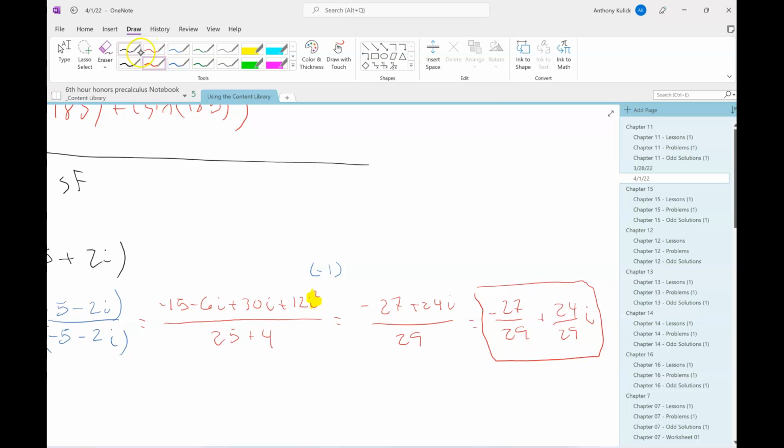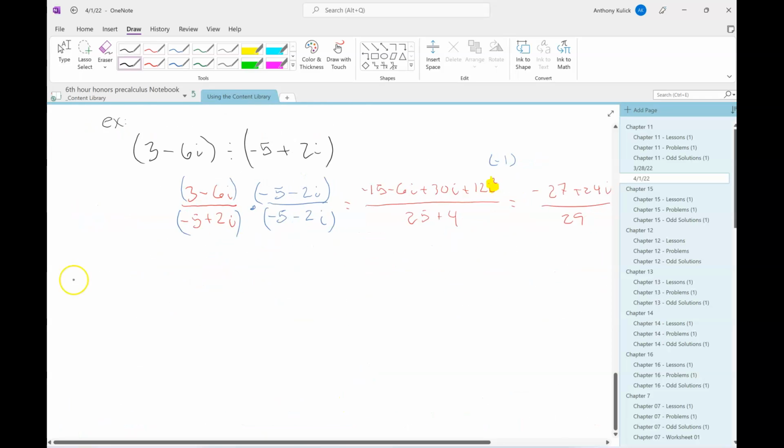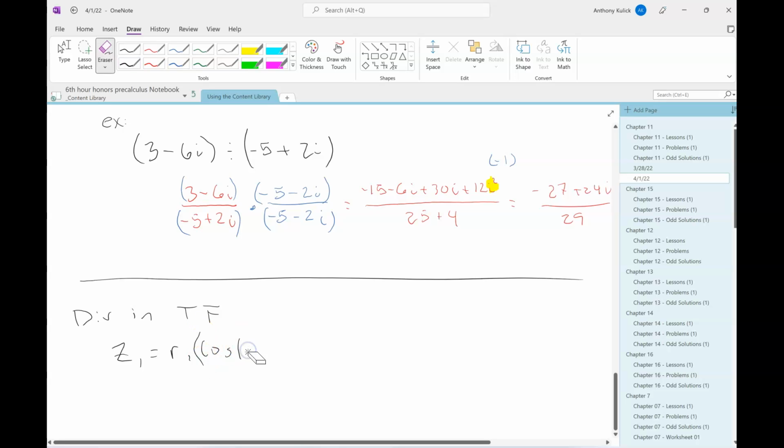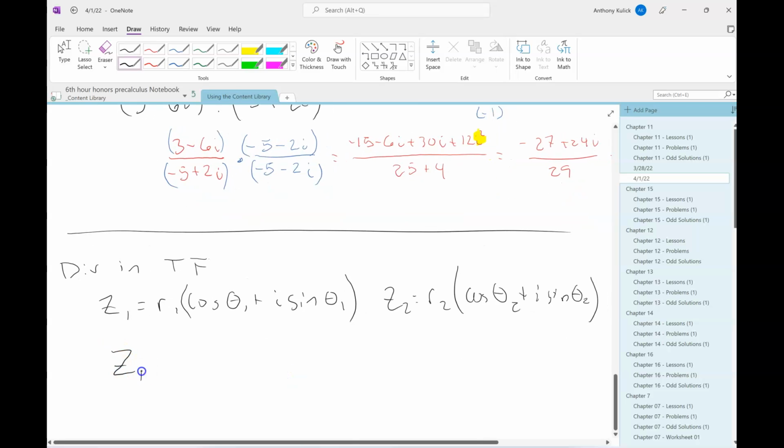So that's kind of a hassle, right? You have to potentially FOIL out two complex numbers and multiply by the conjugate or whatever. In trigonometric form, though, I wonder if there's a formula there. What do you guys think? Yeah, I wouldn't be doing this if there wasn't, right? Anybody want to take a guess as to what the formula would be?